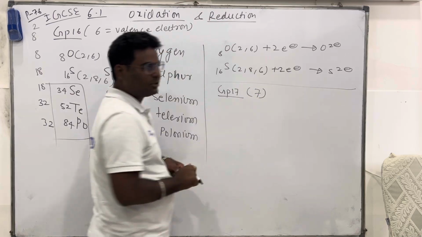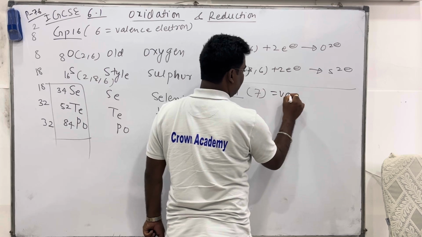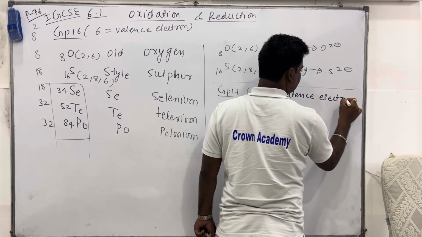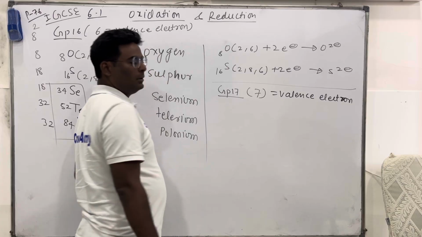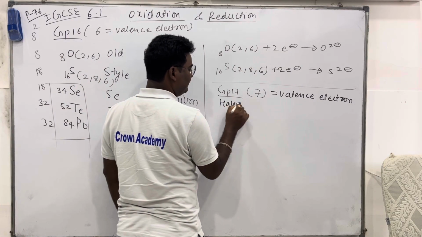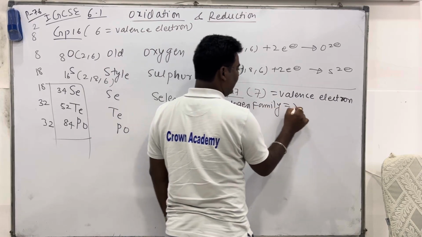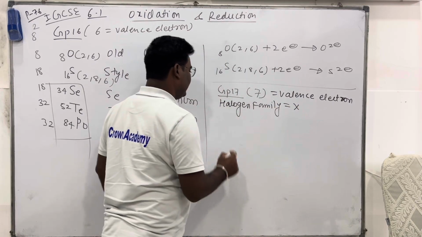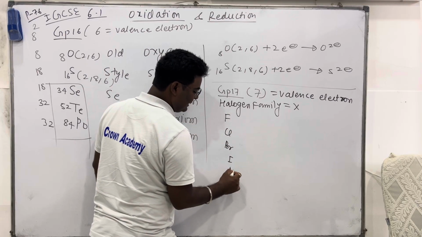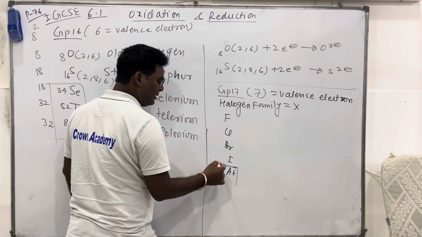7 electrons in the last orbit, that is called valence electron. Understood? So this family is called the halogen family. It is also represented by X. It starts from fluorine, chlorine, bromine, iodine, and astatine. So you have to remember up to iodine.